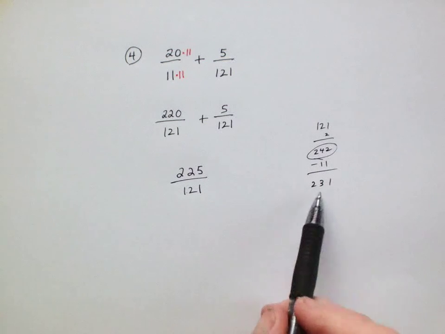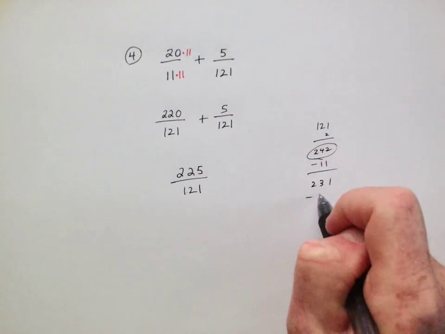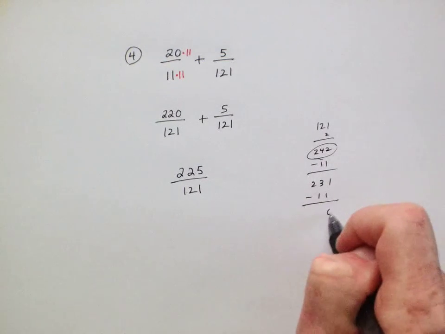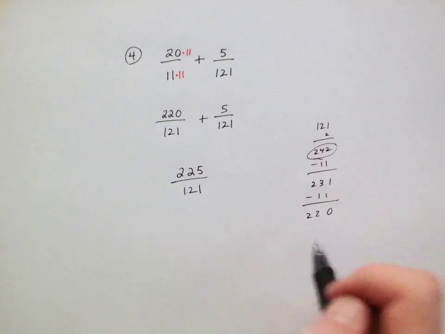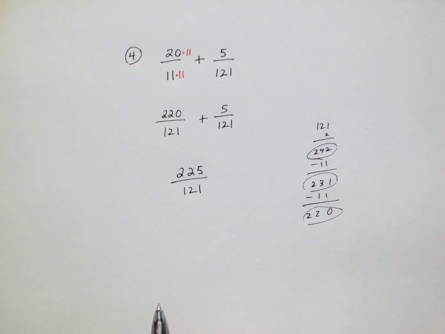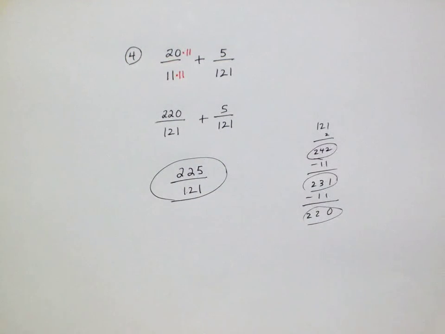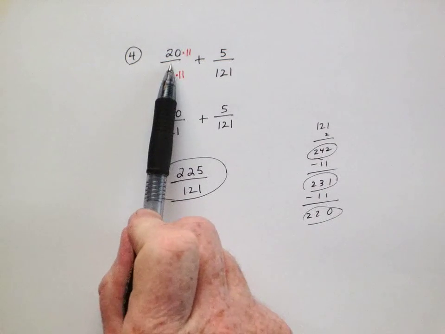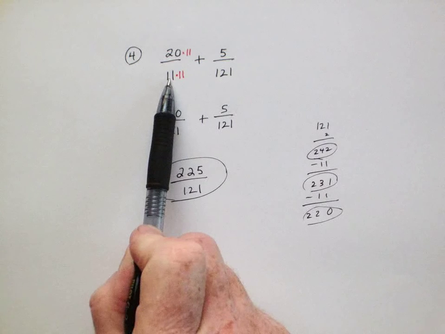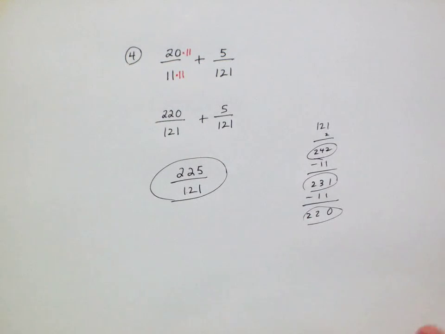So 231 could be divided by 11. 242 could be divided by 11. Let's see, if I subtract another 11, this would be 220. So these are numbers that can be divided by 11, but 225 does not show up. So that means this one is done. Now in the other problems, I had to change it to a mixed number, but this problem was given as an improper fraction as the question, so the answer can stay an improper fraction.